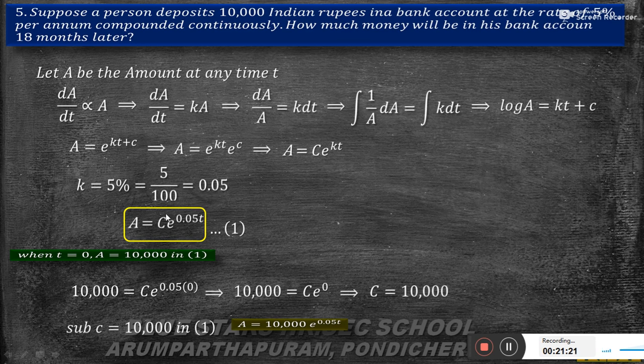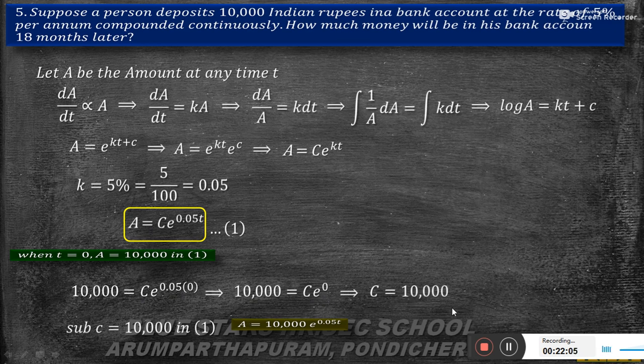So the next step, A equal to C into e power 0.05 into t. Therefore this is the amount in the account. So A equal to C into e power 0.05 t. When t equal to 0, that means at 0 months, A equal to 10,000, the initial amount. So I substitute: 10,000 equal to C into e power 0.05 into 0, which is C into e power 0. E power 0 is 1. So C equal to 10,000.